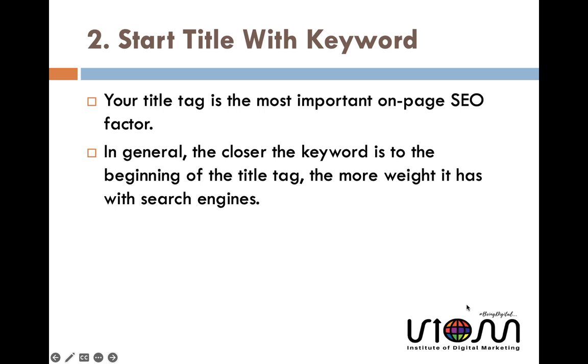Your title tag is the most important on-page SEO factor. In general, the closer the keyword is to the beginning of the title tag, the more weight it has with the search engine. So whenever you are writing a title, try to add your focus keyword. Let's say, for example, in the case of Kanak, positive manifestation is a keyword. So whenever you are writing a title, try to write your title with this word itself, positive manifestation, you should use in your daily life, or something like that.